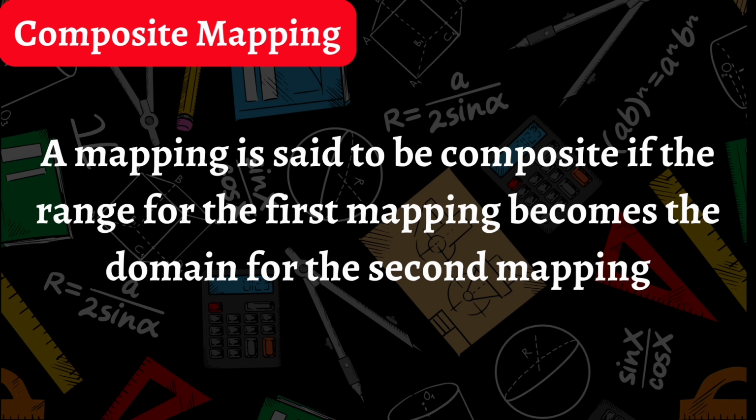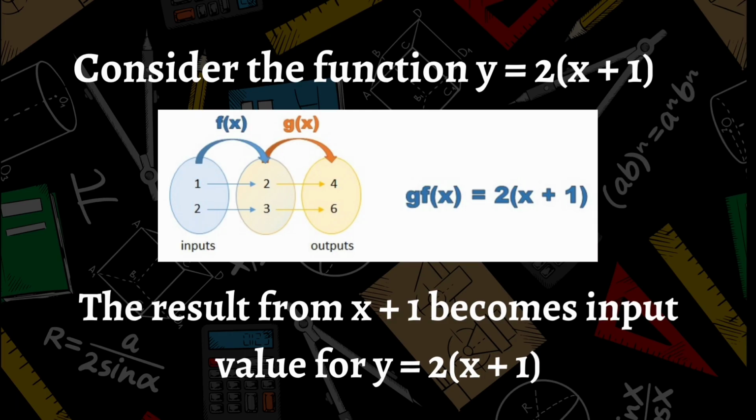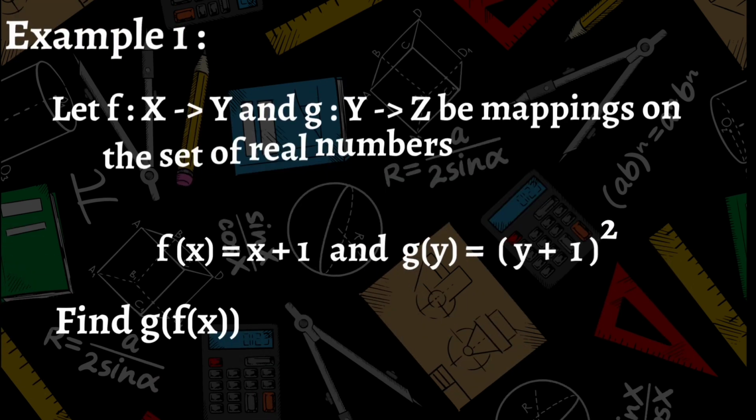Next, we move on to composite mapping. Composite mappings of functions are actually functions which are nested in another function. Y is equal to 2 into x plus 1 is an example of a composite mapping, because for every input of x, we must evaluate x plus 1 before we multiply it with 2. Hence the name composite mapping.